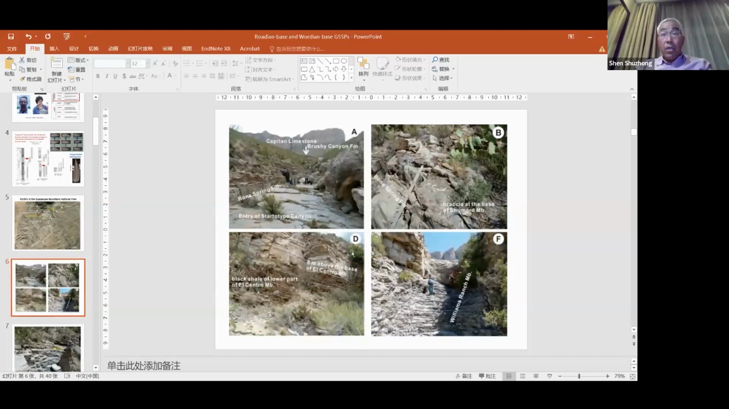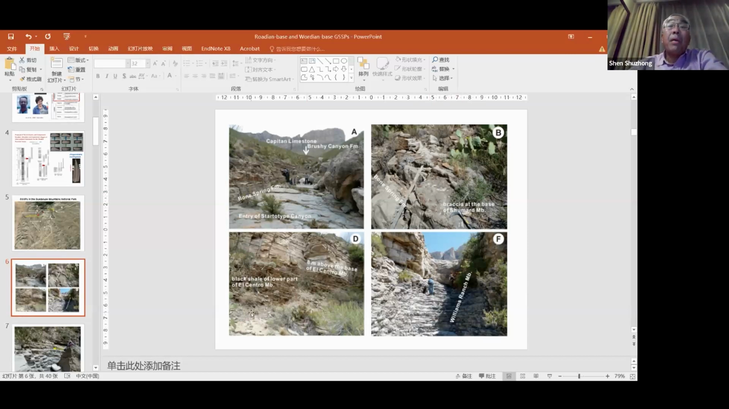Let's talk about the Roadian GSSP section first. This is some pictures of the section. Here is the entrance of the stratotype section, the canyon section. The limestone belongs to the Bone Spring Formation, and behind that section is the Brushy Canyon Formation. The top part is the Capitanian limestone. And here is the boundary between the Bone Spring Formation and the Cutoff Formation, which is based by the Shumard member. The marker is a breccia bed here.